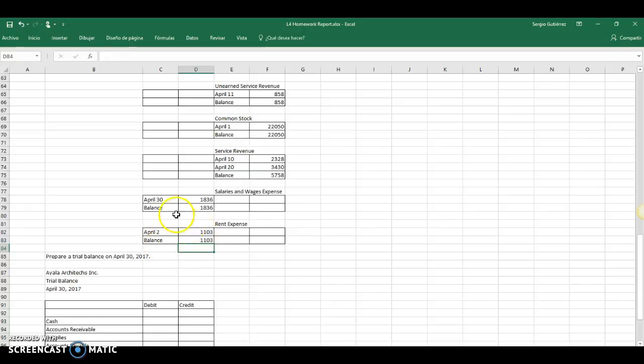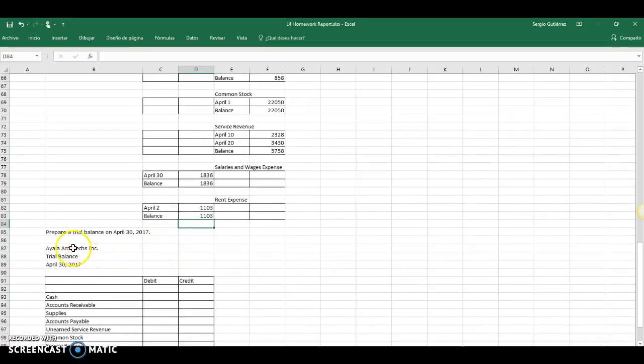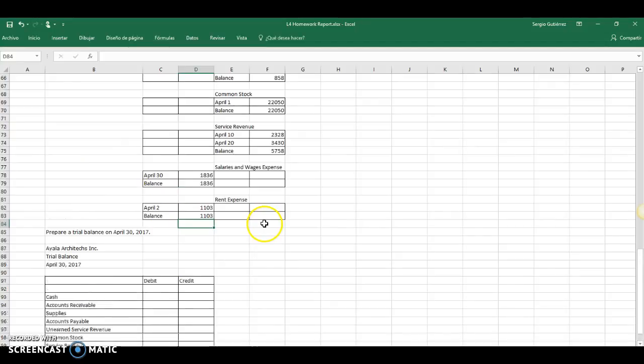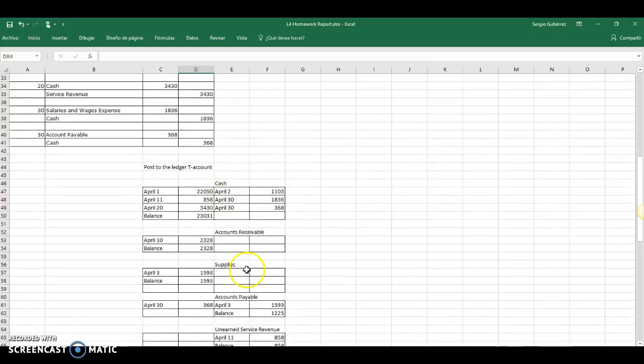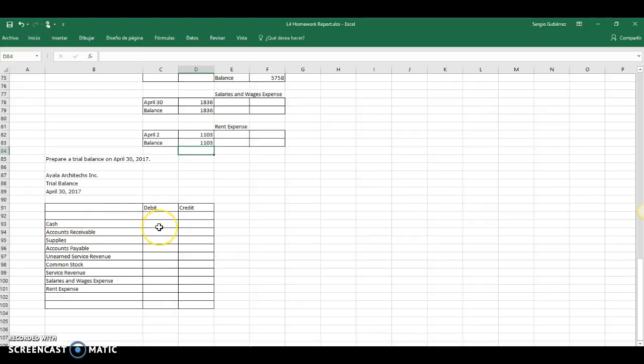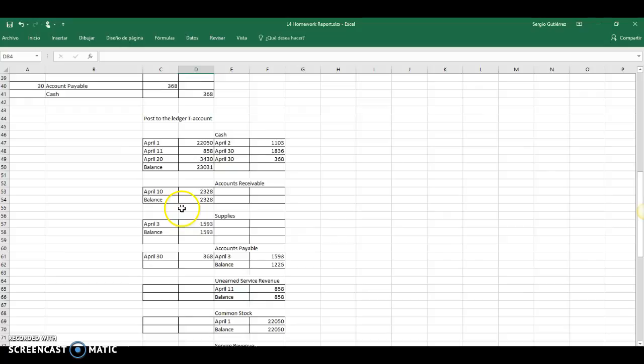And the last part of this exercise is that we have to prepare the trial balance. And with this we are going to know if we made all the transactions in the right way, because the only thing we have to do is to transfer the balance of the Ledger T account to the trial balance. And the thing is that both columns must add, the result must be the same amount. So we're going to transfer just the balance information of each account.